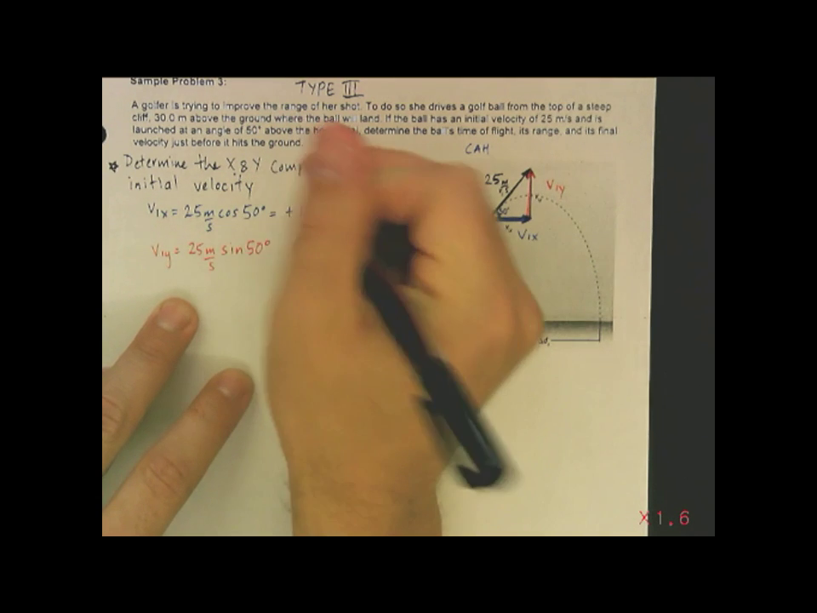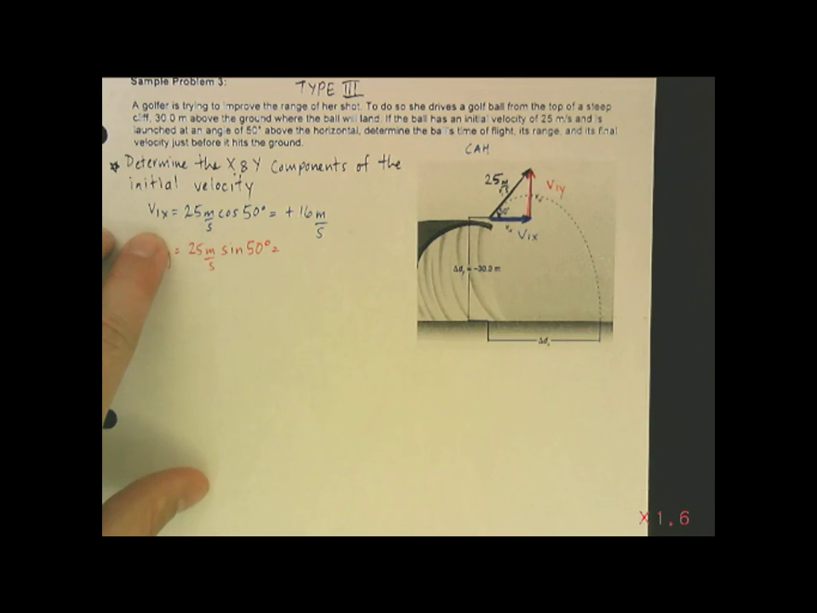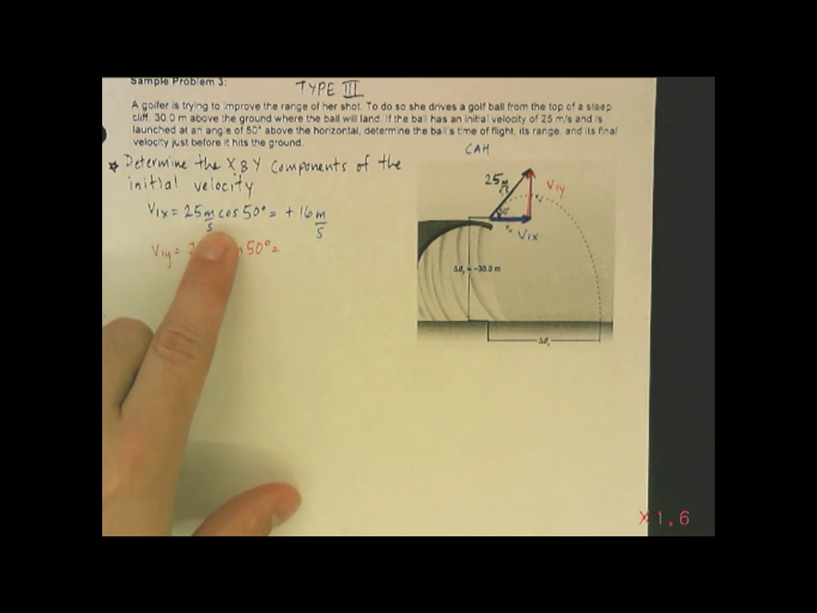Now here's a little trick. The x and the y are always going to be opposite. So if one is cos, the other one will be sine. If one is sine, the other one will be cos. So you have to know that. So you could have just guessed that since the x was cos, that this y must be sine.